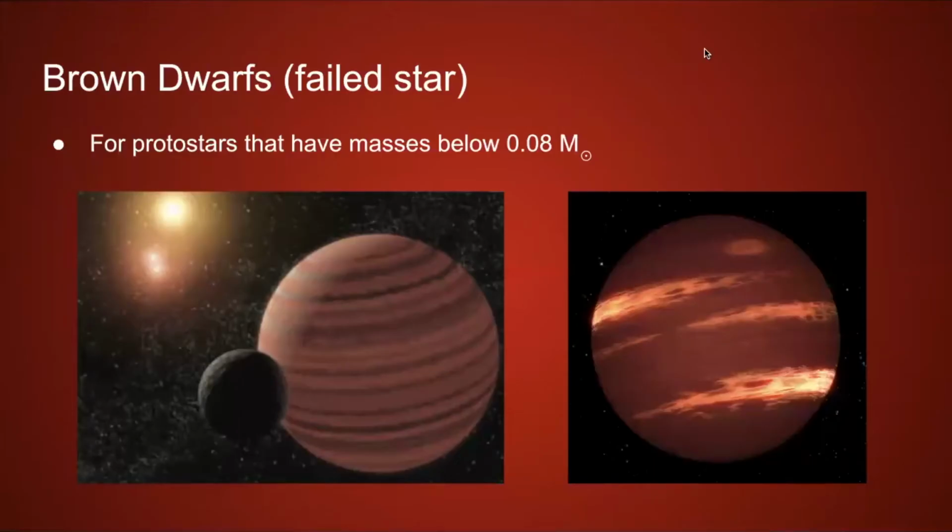For protostars that have masses below 0.08 solar masses, something else happens. Due to its low mass, it will not reach a high enough temperature for nuclear fusion to occur. Therefore, they never truly become a star, since they've never been powered by nuclear fusion. These are called brown dwarfs, and sometimes referred to as a failed star.